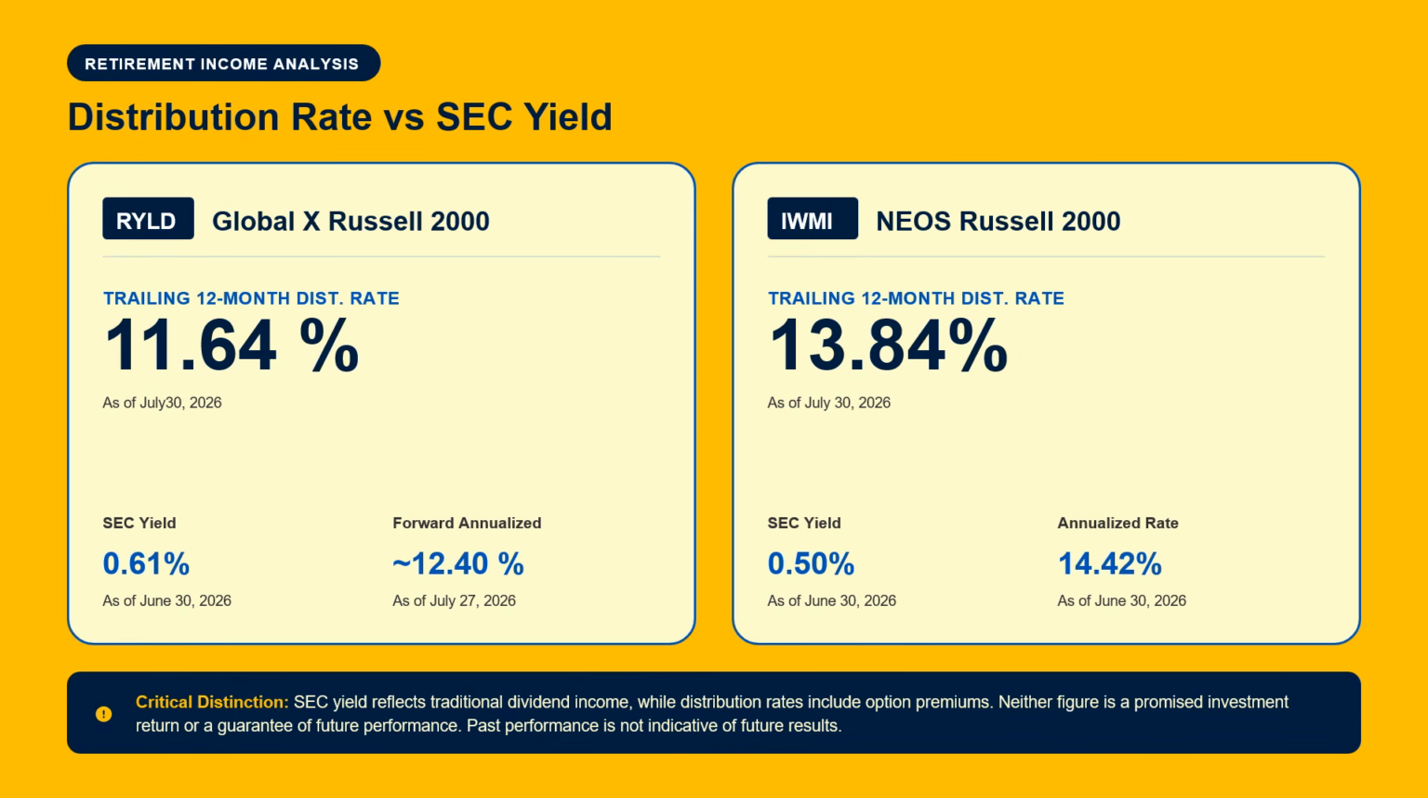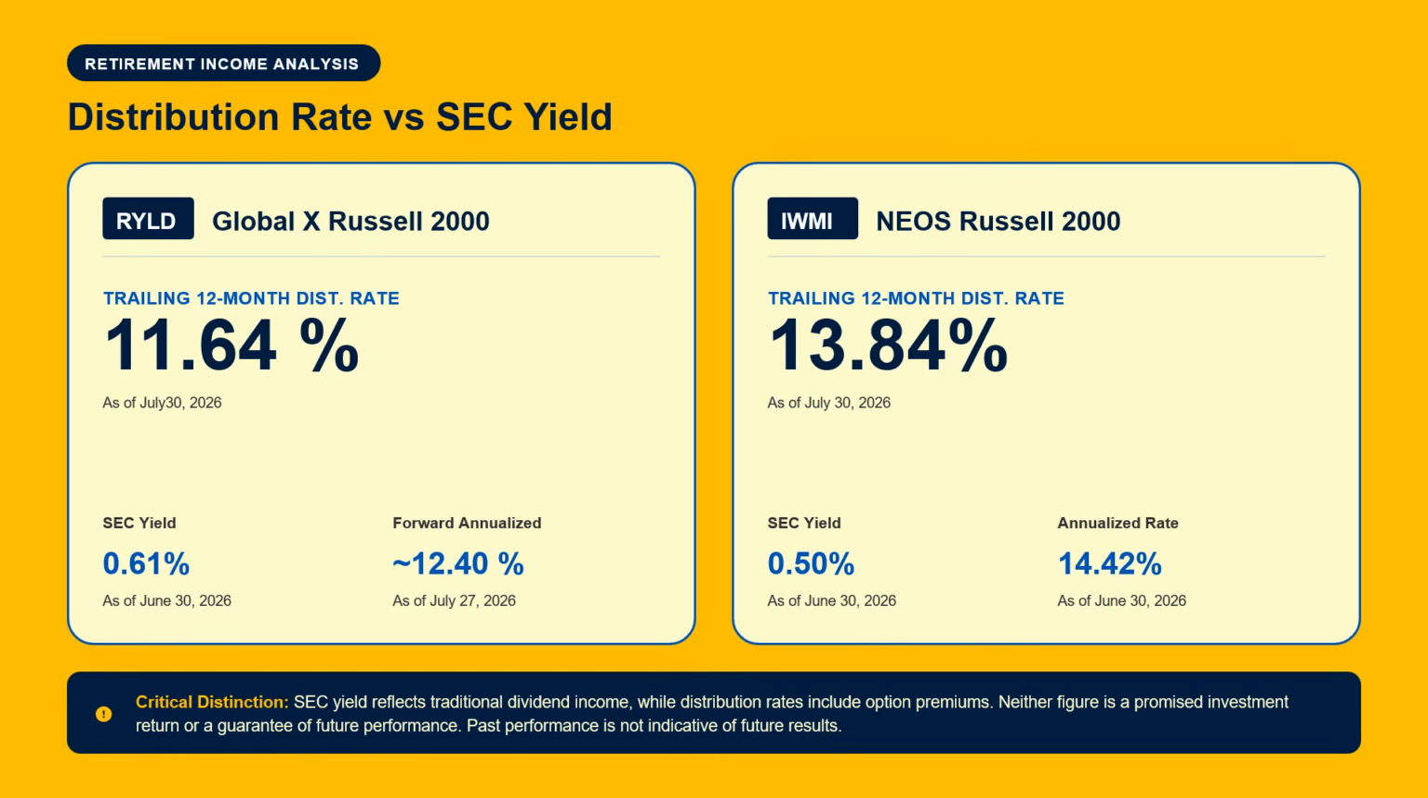So if we take a look at distributions, again, Global X, 11.64% as of June 30th. SEC 0.61. I'll explain that in a second. And then the forward annualized for the fund is about 12.4. We go to Russell, 13.84 for the trailing 12 months, 0.50 SEC yield, and then 14.42% annualized rate over time. So the whole switch of income is leaning towards Russell.